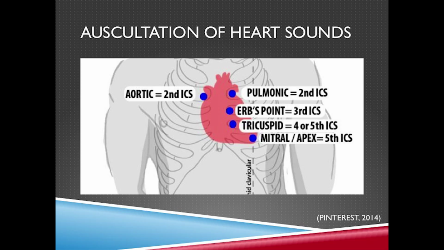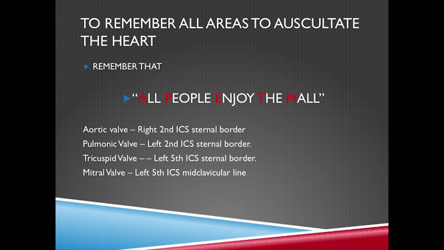This is something I'm sure we're going to be seeing on questions on the NCLEX. They're going to want to make sure probably that you know how to find different landmarks for your heart sounds. So I wanted to make sure to include this in here for your knowledge as well as mine. You have your aortic, pulmonic, Erb's point, tricuspid, mitral, and apex. And one way that I try to remember all of them is by saying all people enjoy them all.